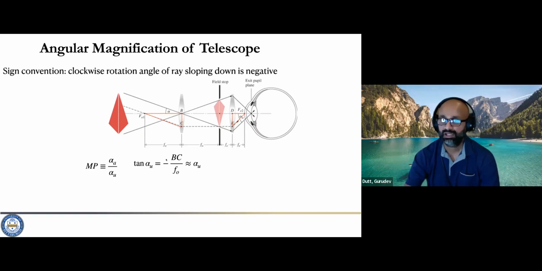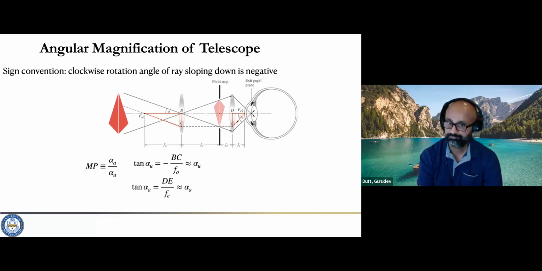Or alpha U. So tan alpha U is just given by this triangle here. BC is the distance between these two rays when they hit the lens over here, and that divided by the focal length gives me tan alpha U, and it's negative because the angle is negative. And similarly, tan alpha A is DE. Now remember that DE must be equal to BC because this ray just makes it through parallel. So that's DE divided by the focal length of the second lens, which is the eyepiece, so DE divided by FE.